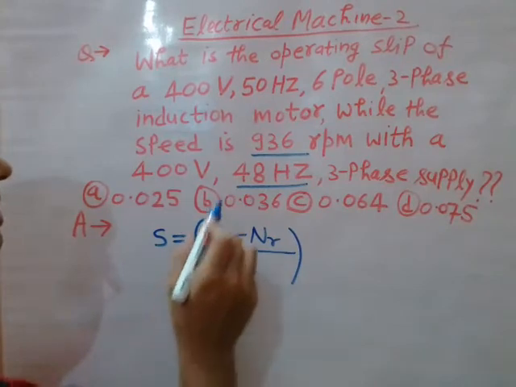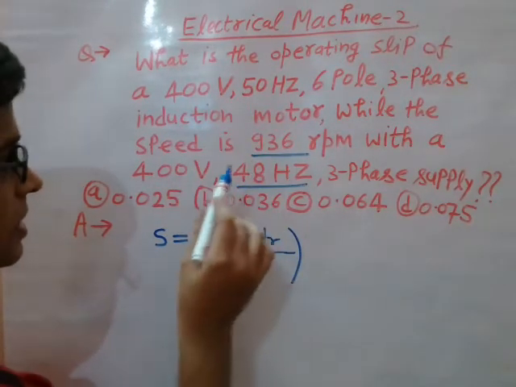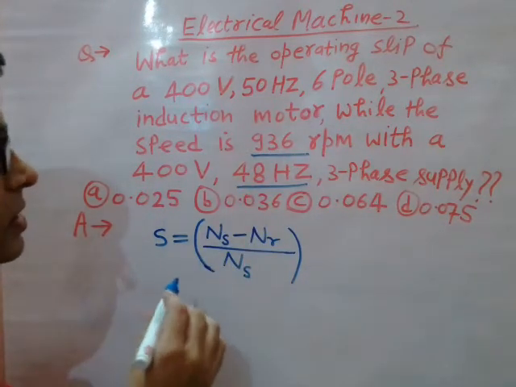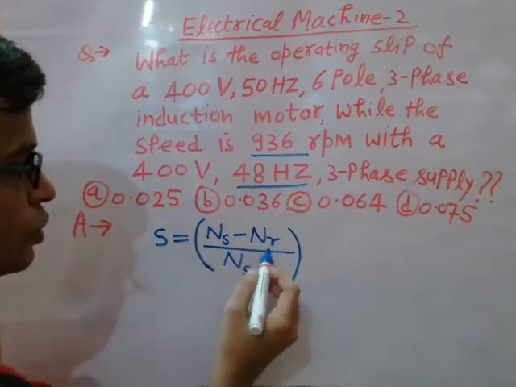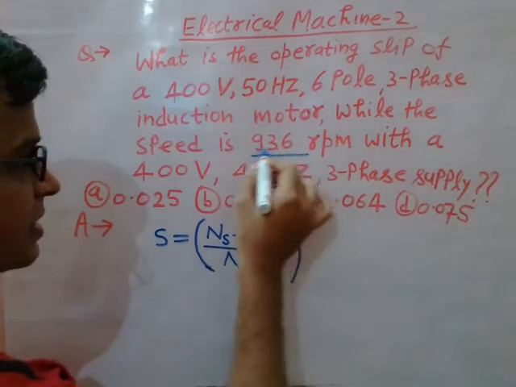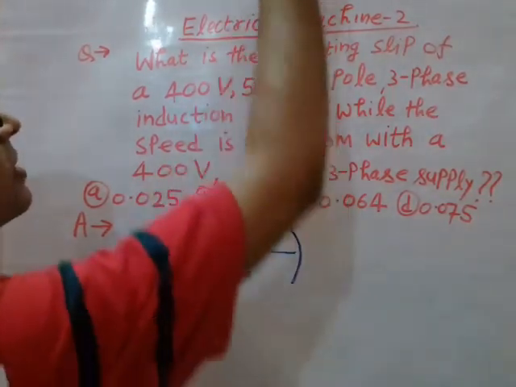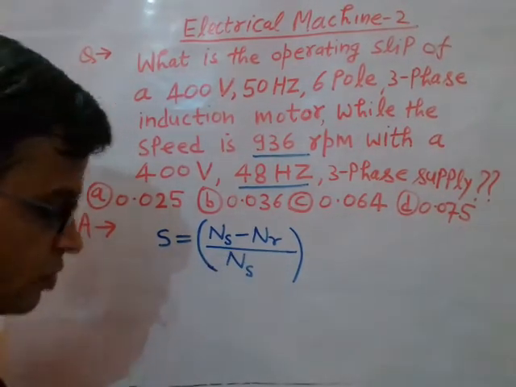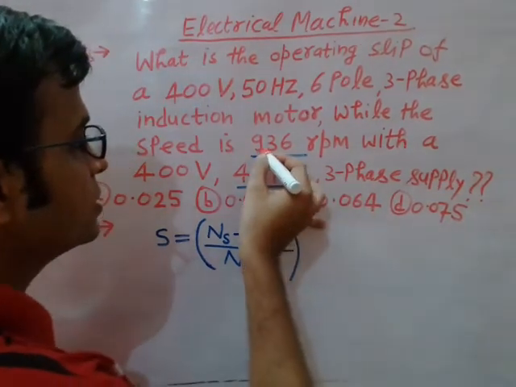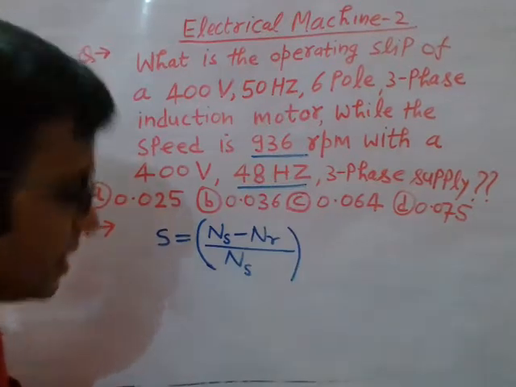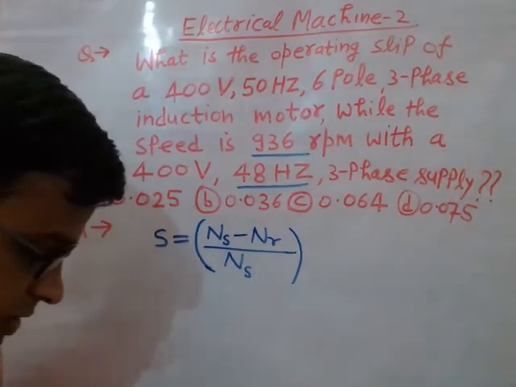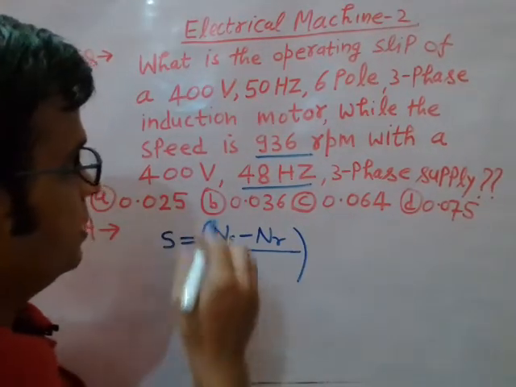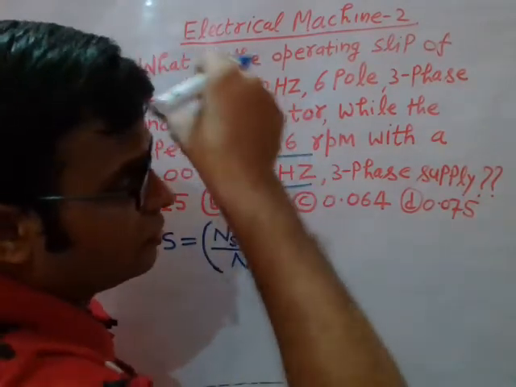Now the operating speed of this induction motor is 936 rpm. If you want to calculate the slip, you should know the rotor speed. The rotor speed is already given, 936 rpm. The synchronous speed you have to calculate. You have to first find out the synchronous speed, because the rotor speed is given as 936 rpm. So which synchronous speed you have to take? That is the question.